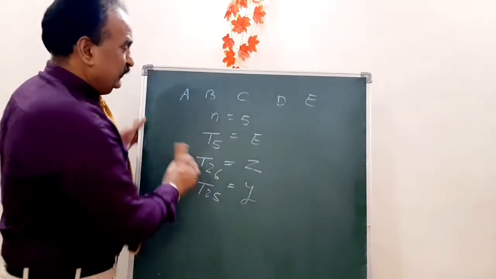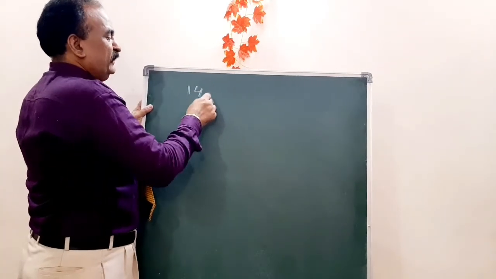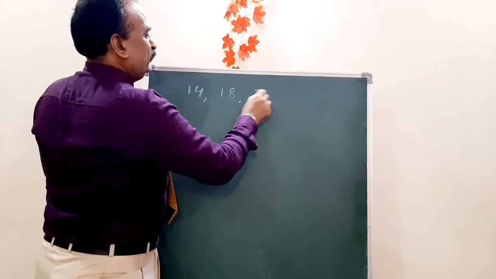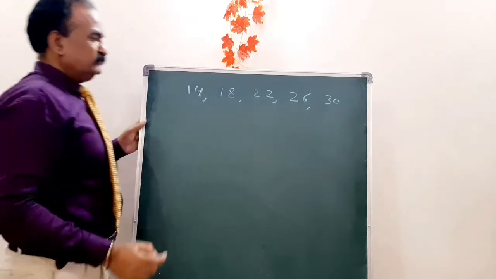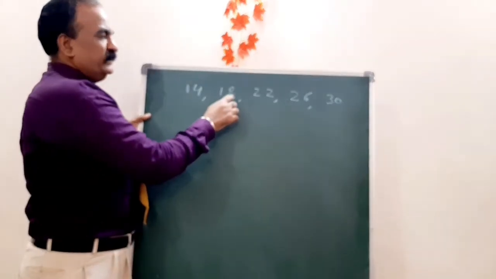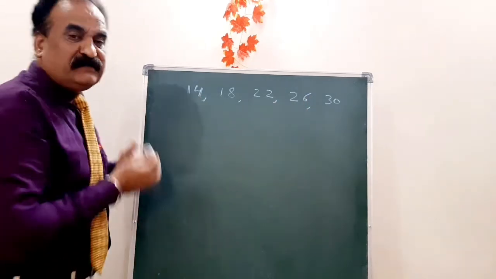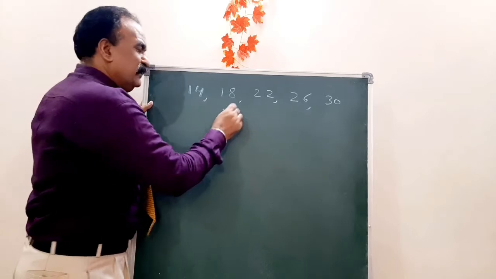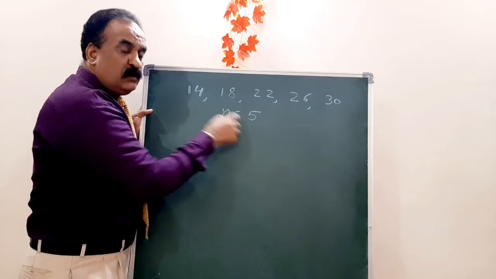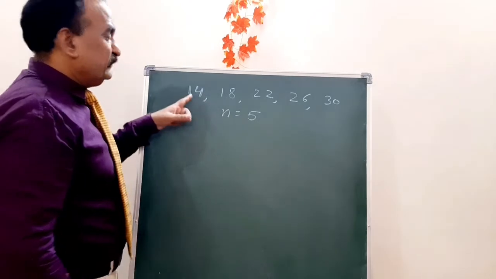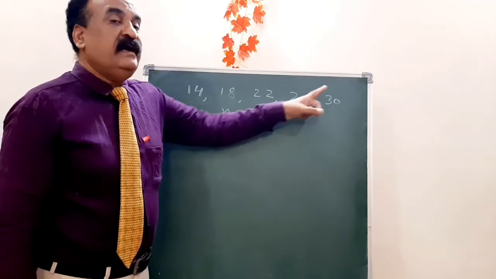Now one more example. If I am writing here 14, 18, 22, 26 and 30. 14 plus 4 is 18, 18 plus 4 is 22, 22 plus 4 is 26, plus 4 is 30. Now how many numbers are there? So you will tell me, sir, n is equal to 5. It means the number of terms is 5. Now what is the first term? This is the first term. You can say T1, T2, T3, T4 and T5.